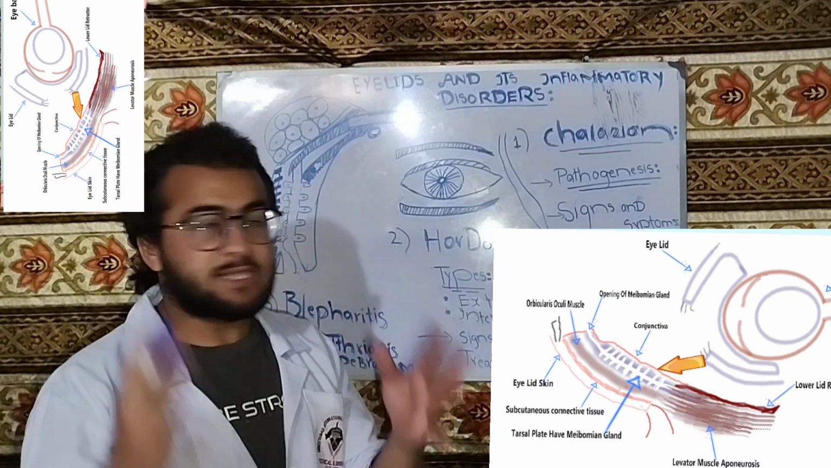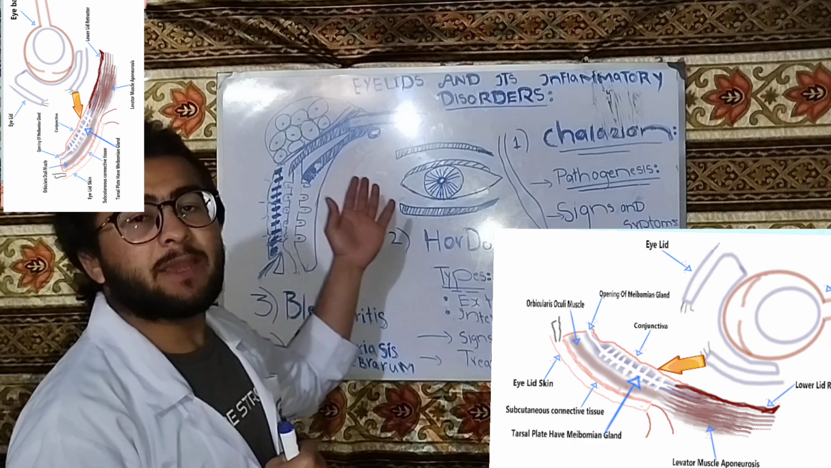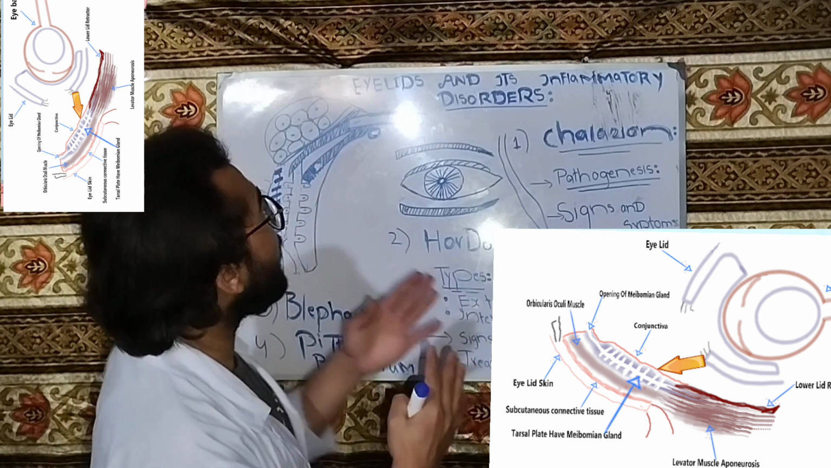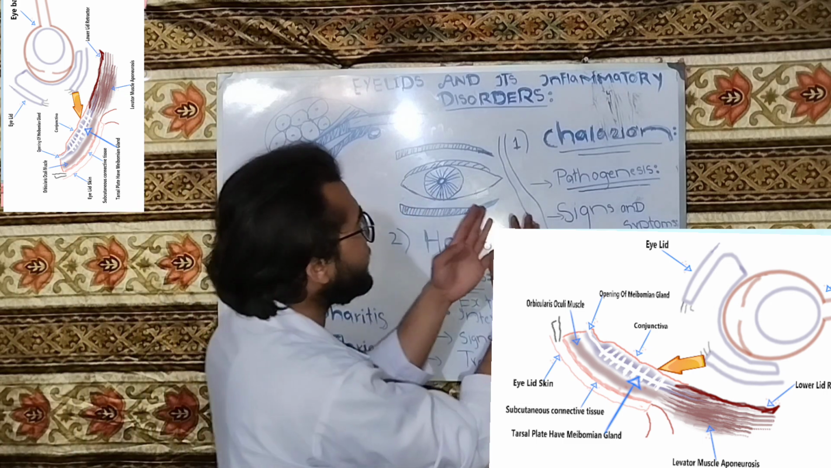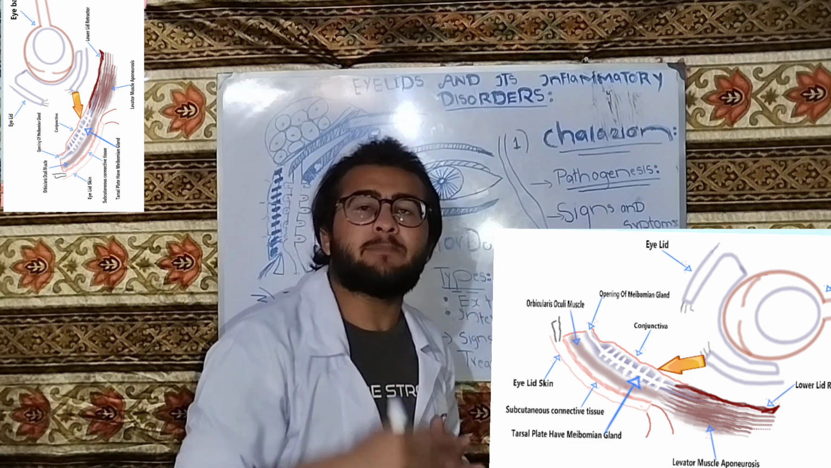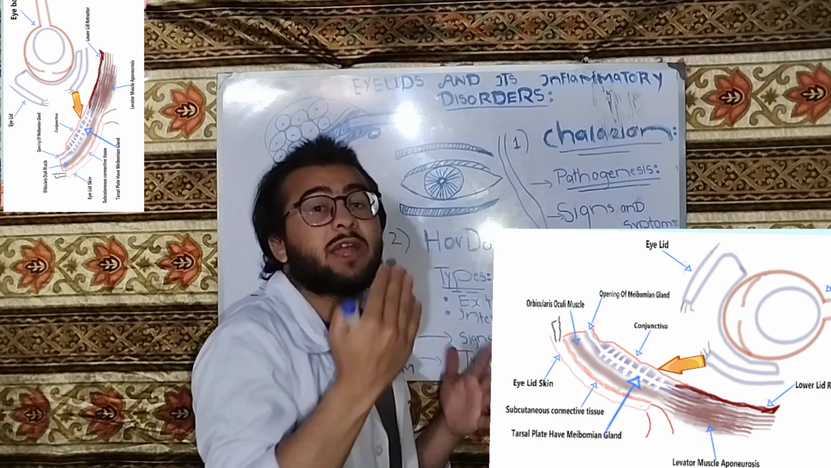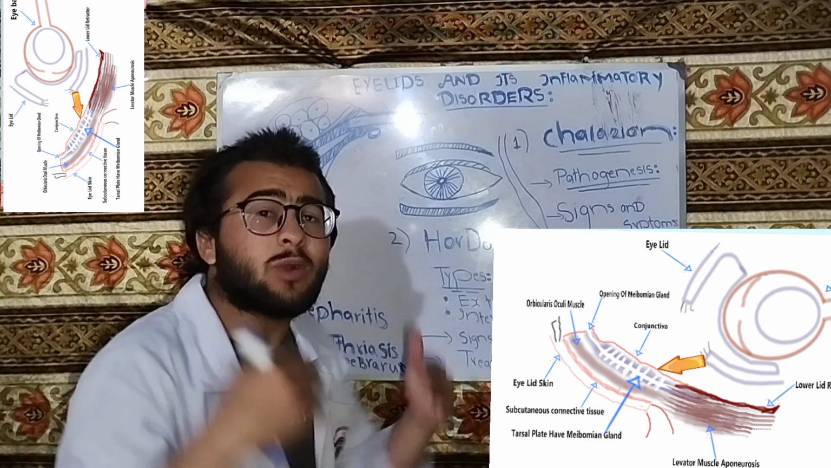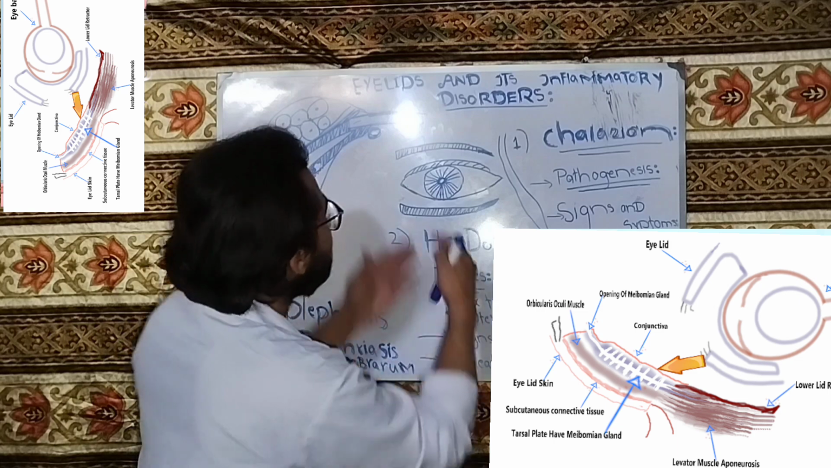As we have started the series on the eye, today our topic is the eyelids and their inflammatory disorders. Before discussing each inflammatory condition of the eyelid, we should have basic knowledge of the structure and anatomy of the eyelid. So let's go and understand the anatomy of the eyelid.